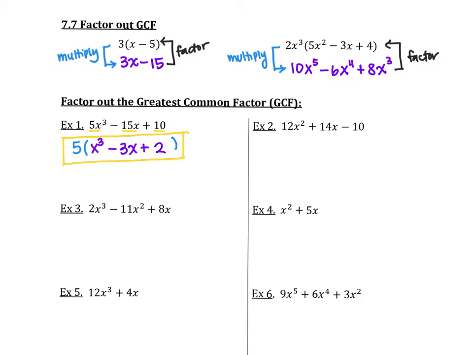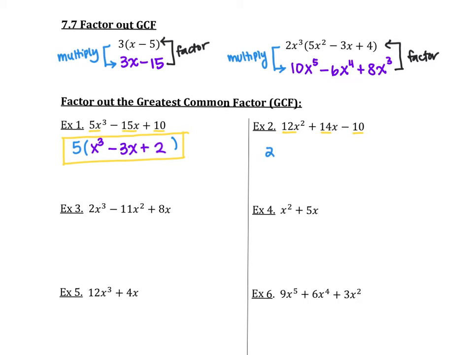Okay, let's go ahead and look at example 2. It is 12x to the second, or 12x squared, plus 14x minus 10. Okay, again, the first thing I'm going to do is check each of the coefficients and see if there's a factor or a number that will divide into 12, 14, and 10. Well, they are all divisible by 2. Is there anything higher than 2? 10 divided by 2. Let's see, 3. No, 14 doesn't divide by 3. 5. No, 12 doesn't divide by 5. So 2 is the best I can do. So let me take out a 2.